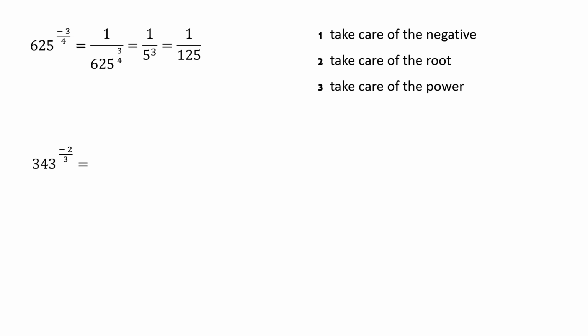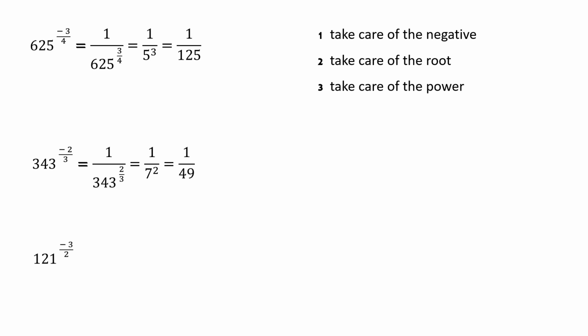343 to the negative 2/3 power. Okay, again, the negative on the exponent says, hey, do the reciprocal. Put a 1 on top, put the 343 to the 2/3 power on the bottom. I no longer have a negative exponent. Take the cube root of 343. Well, that's just 7 times 7 times 7 is 343. So now I just have 7 squared. 7 times 7 is 49, so my answer is 1 over 49. I think we got one more example coming up here.